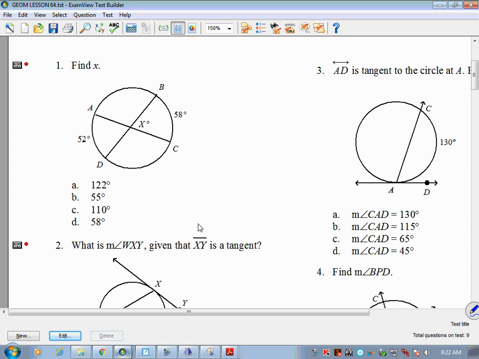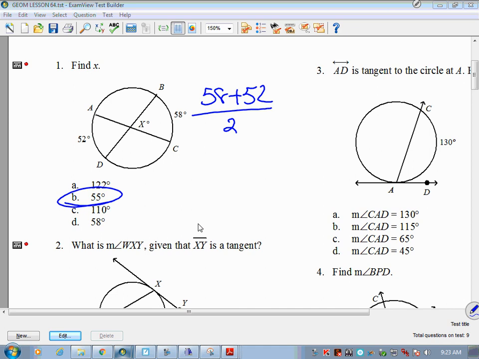58 and 52. Okay, 58 plus 52. What am I going to do with those after I've added them? Divide by 2. Okay, so 58 plus 52, if I've got this right, should be what, 110? What's 110 divided by 2? 55 degrees. Okay, 55 degrees.